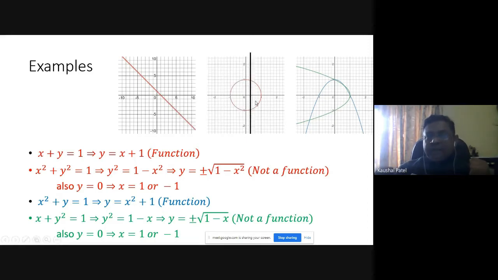Now this line passes through two different points, so this is not a function. The green one is not a function, but the blue one is a function. So this is the way we can check from the graph whether this is a function or this is an equation.